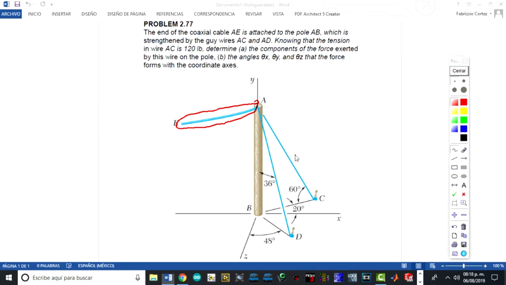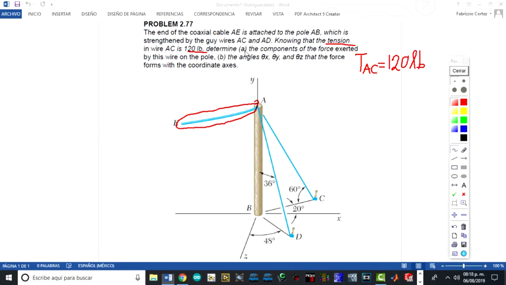Knowing that the tension in wire AC is 120 pounds, they are giving us the magnitude of the tension in wire AC. That will be the magnitude of the vector. We can write it like this, T as tension. The tension of the cable or wire AC equals 120 pounds. So that will be the magnitude of the tension.